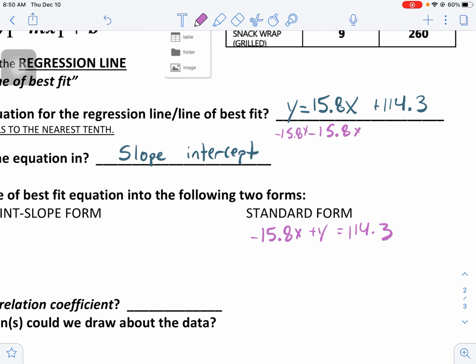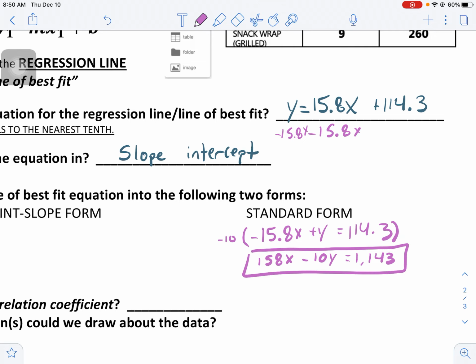All right, for it to be in standard form, we need to have positive and no decimals, right? So we're going to multiply all of this by -10. That's going to be 158x minus 10y is equal to 1,143, right? And you could find probably a number that is divisible by all of those things. Actually, I'm not too sure. 1,143 might not be divisible by anything. But we're good right here with standard form, right? This is positive. There's no decimals anymore. So that's a great stopping point for standard form.